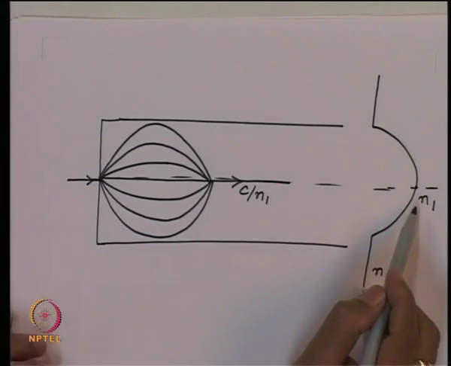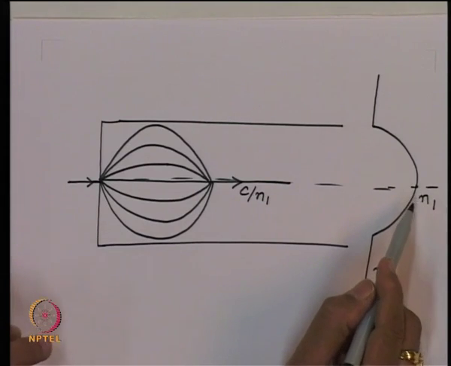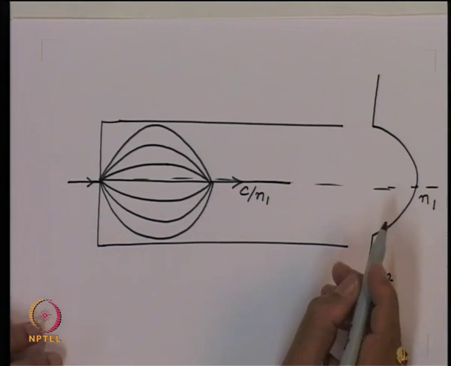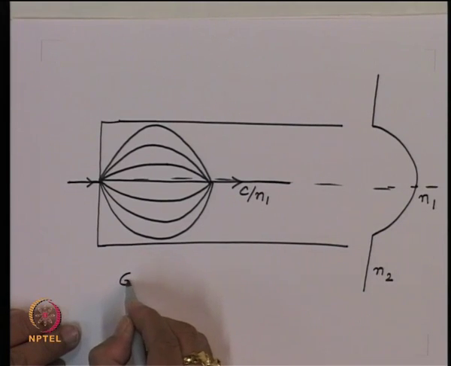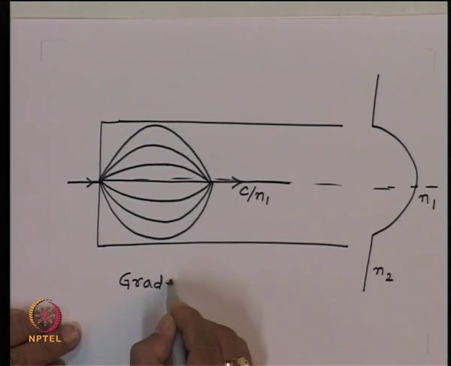So, since we have now graded the refractive index profile of this optical fiber, we call this kind of fiber the graded index optical fiber.